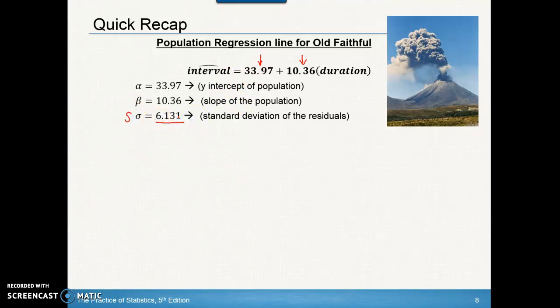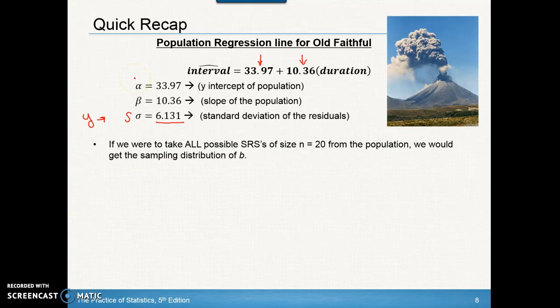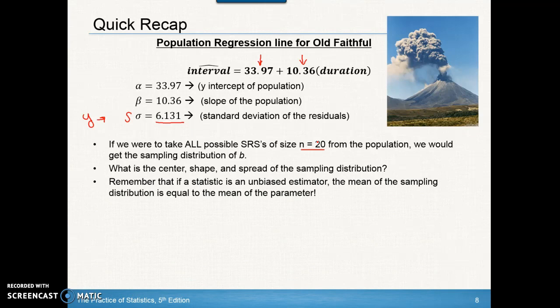That means on average, we're going to be 6.131 amount of interval time off from the predicted value. And remember your standard deviation of the residuals is always in terms of y, since the residuals are your vertical distance, or your distance in y. Now, if we were to take all possible samples of size 20 from the population, we would get the actual sampling distribution of B. What should the center, shape, and spread of that sampling distribution look like?